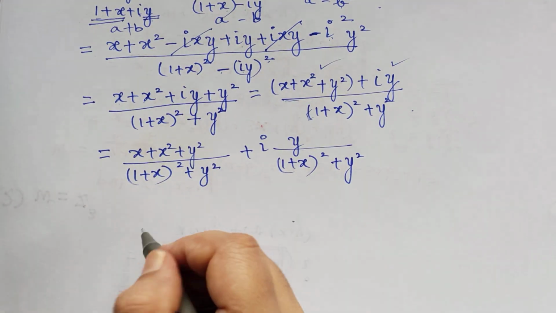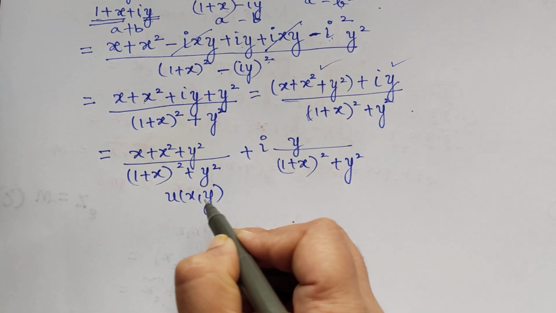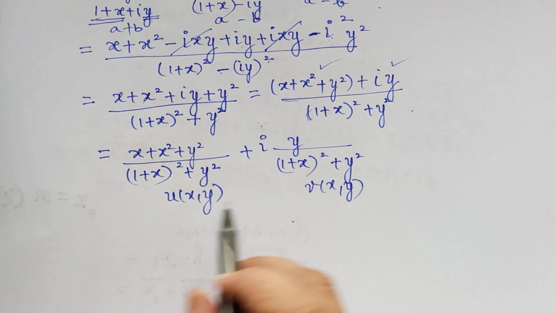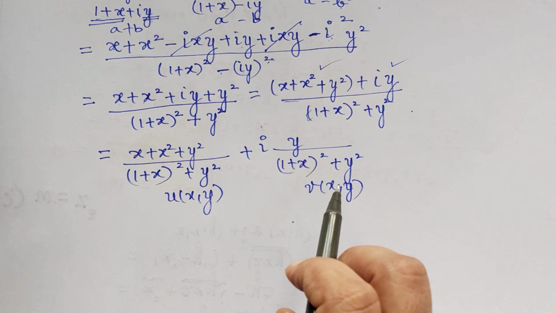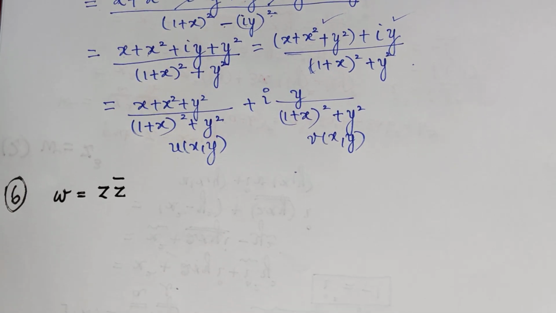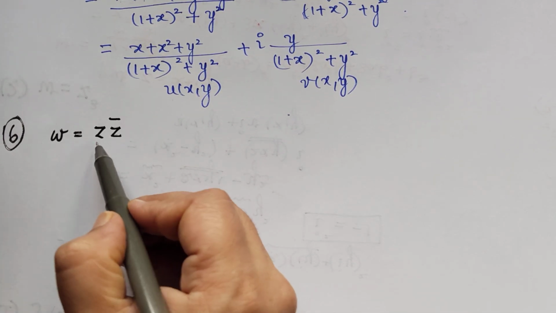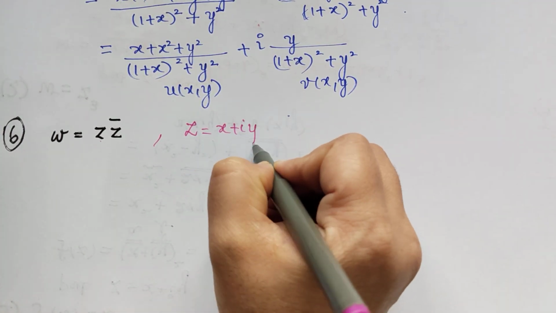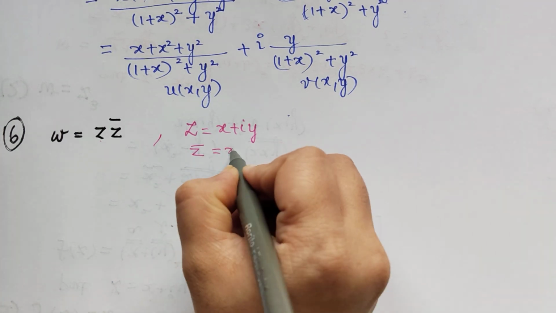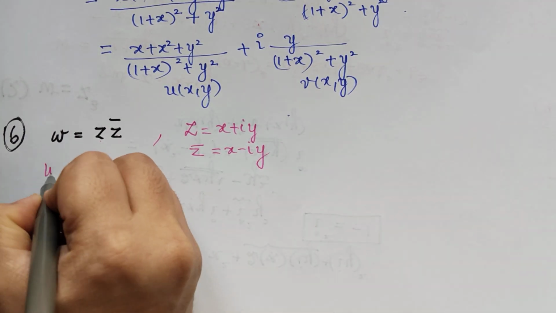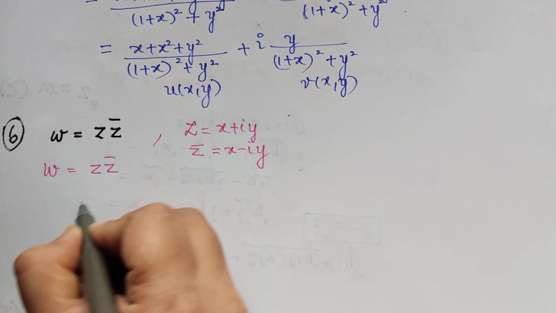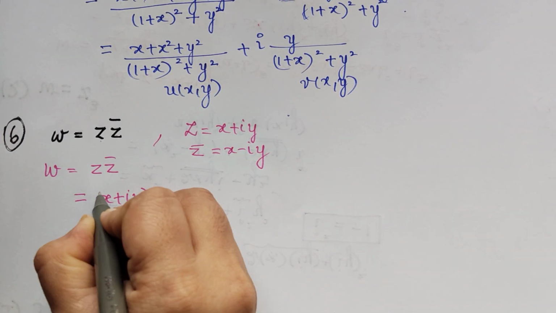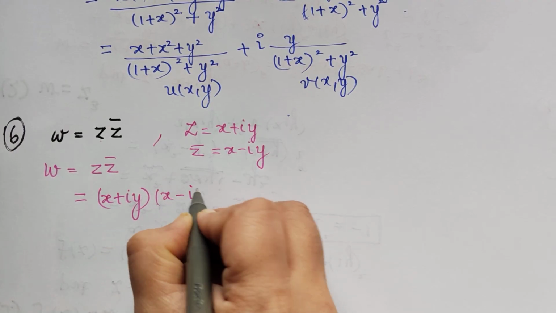So therefore the real part is this, u of x comma y, and the imaginary part is v of x comma y, which is this. So we have separated the real part and the imaginary part. Here we have the next problem, that is w is equal to z multiplied with z bar. So what is z? It is actually x plus iy, and z bar is the conjugate of z, which is x minus iy. Now here w is given as z multiplied with z bar, which is equal to, so z is x plus iy and z bar is x minus iy.